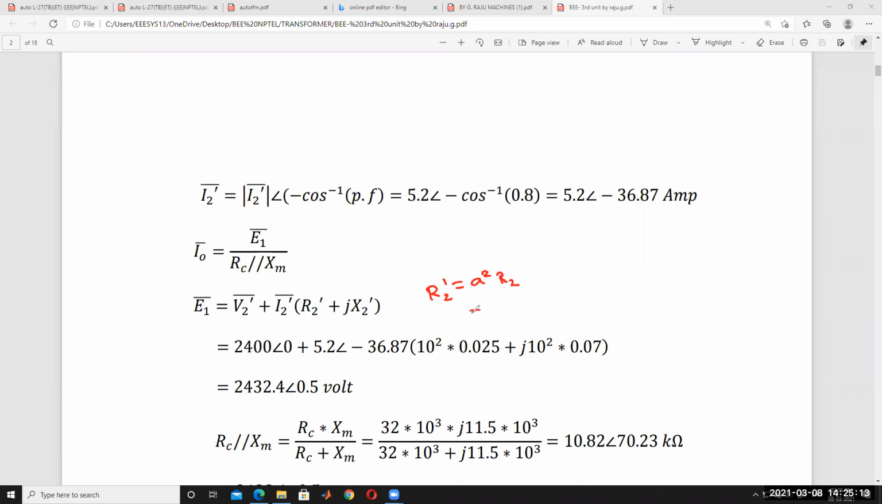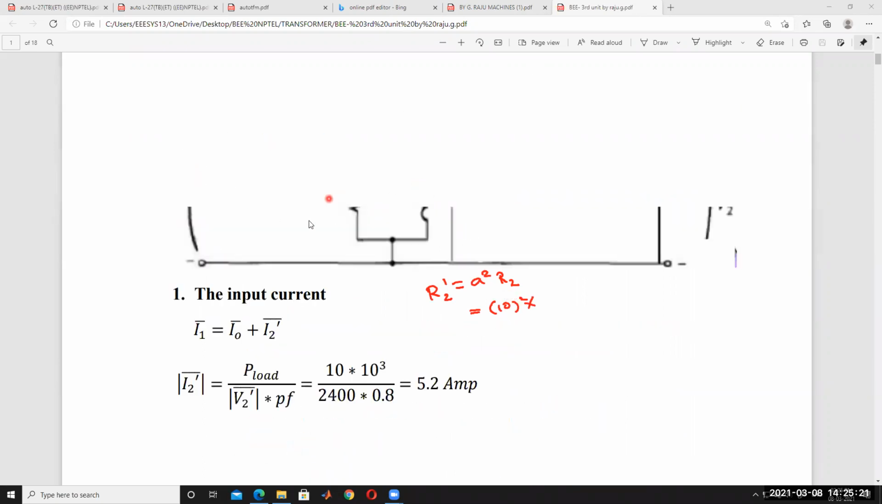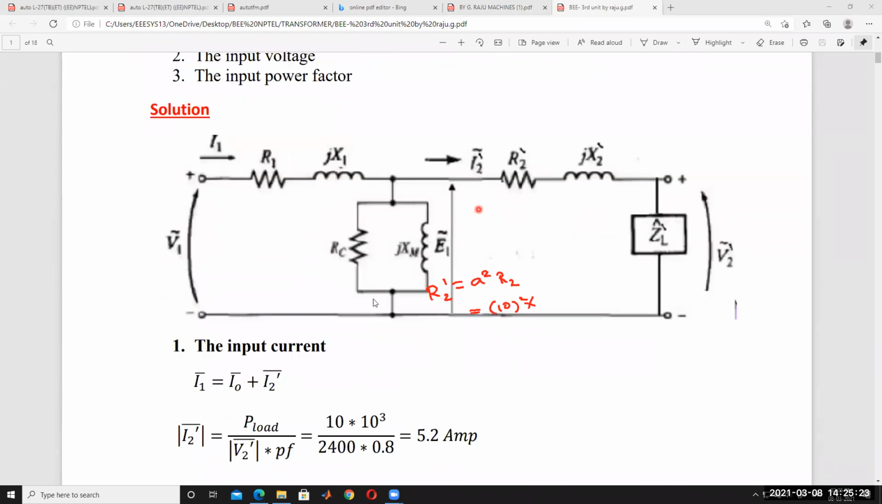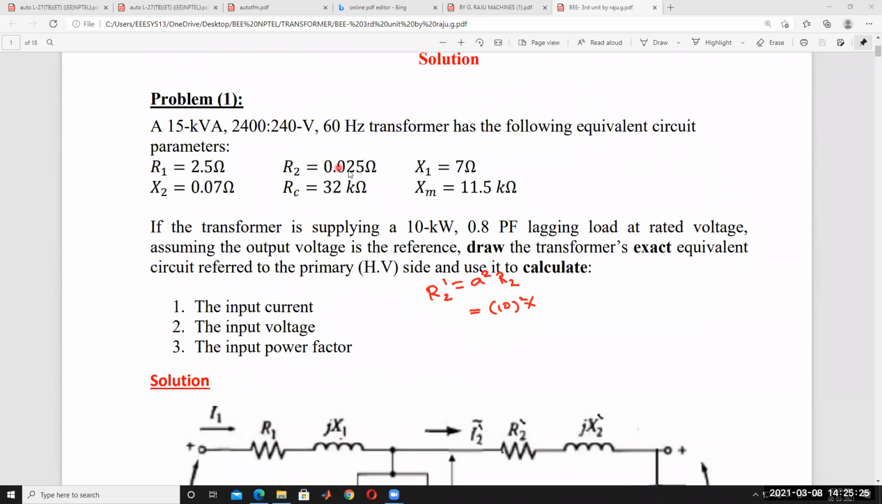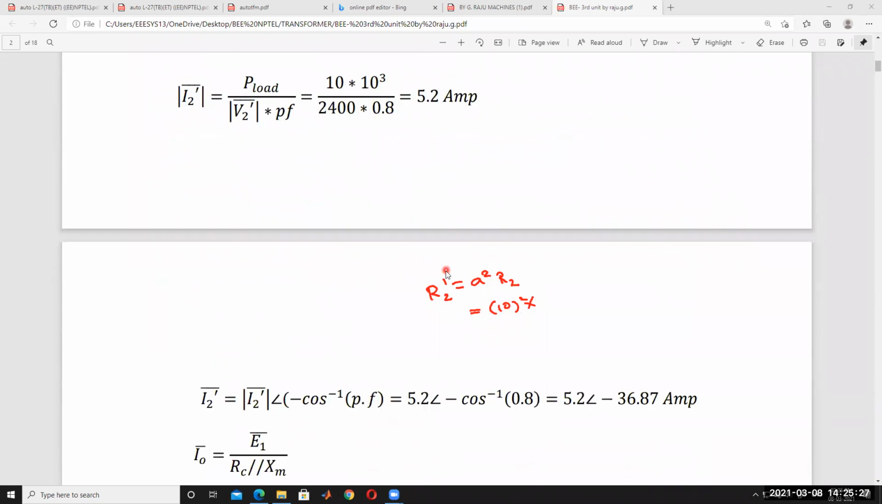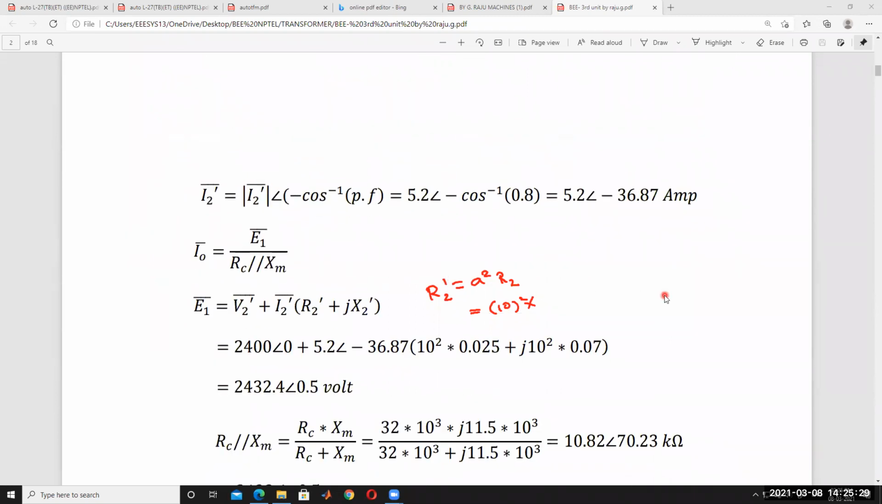So A square is nothing but, A is 10, so 10 square into R2. So what is the R2 here? R2 from the data is 0.025. So 10 square times 0.025 will give 2.5.